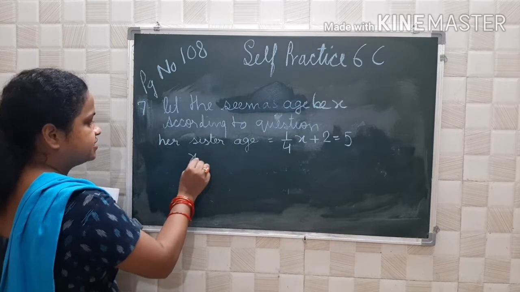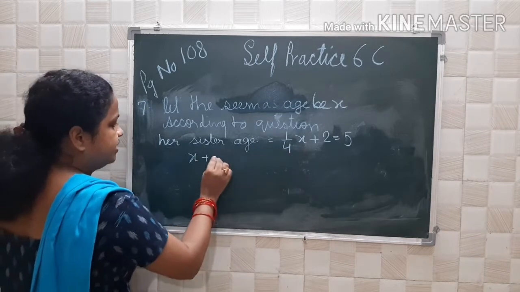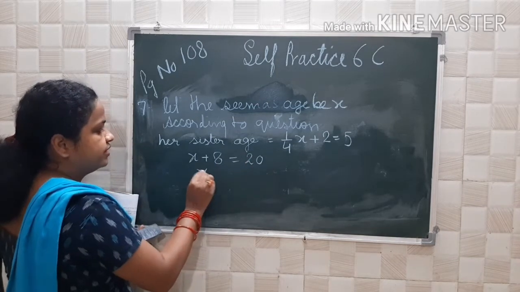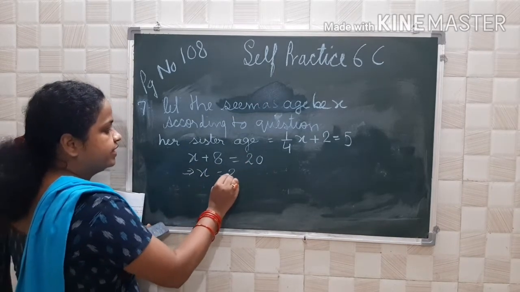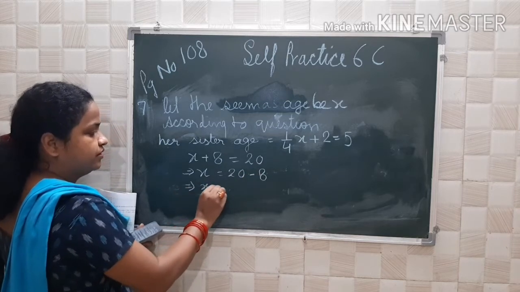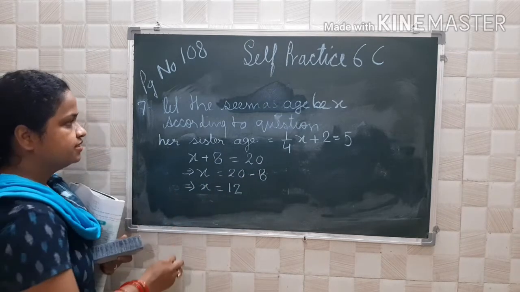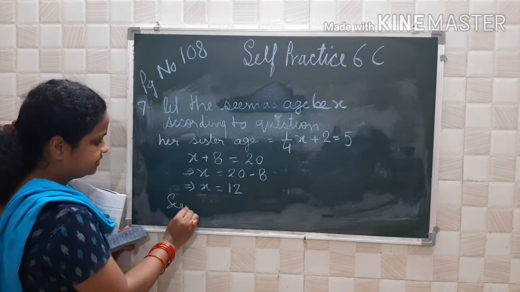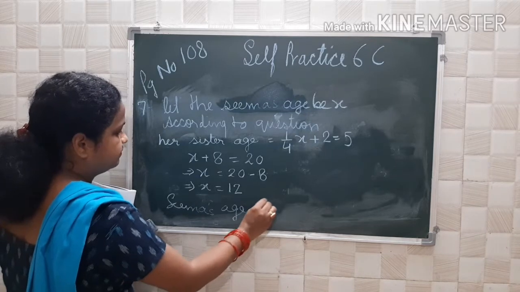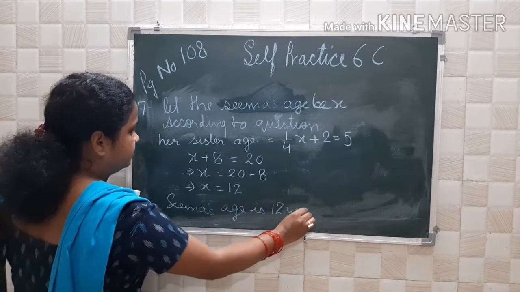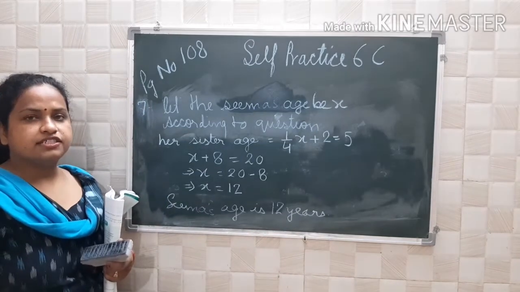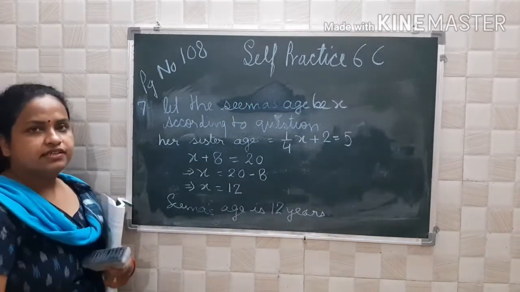So you will have x plus 4 twos are 8, and 4 fives are 20. So what will be your x? x is equal to 20 minus 8. So your x will be equal to 12. So what is Seema's age? Seema's age is 12 years. Okay. What is Seema's age? 12 years.